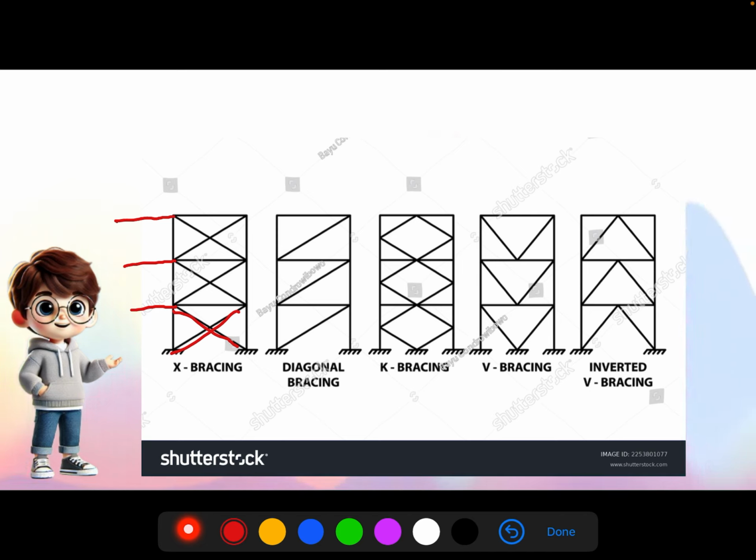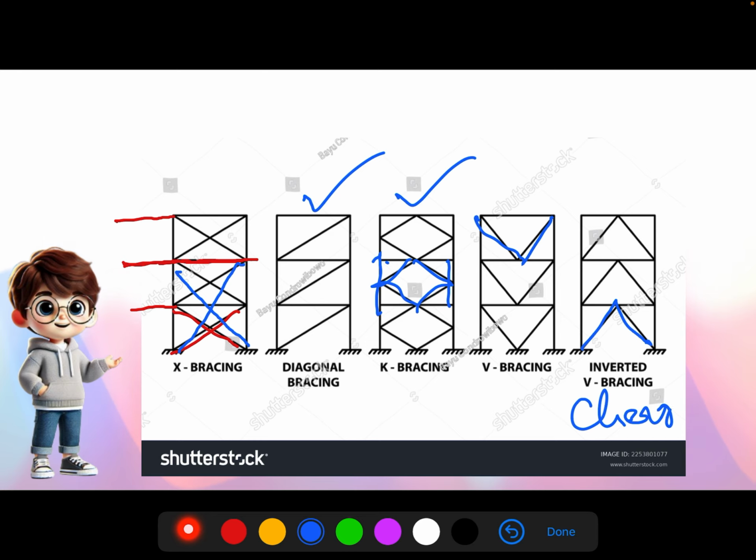Two-storied X bracing means if you take up to here, if the bracing is like this, then we call this as a two-storied X bracing, and this is diagonal bracing and this is K brace, which means that it will be in the pattern of K. Okay, K bracing, and this is V bracing and this is inverted V bracing. The same we call it as chevron bracing also.